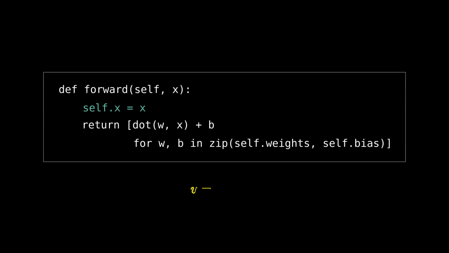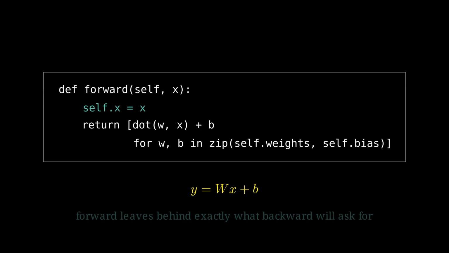Start with the simplest layer that owns weights, the linear layer. Its forward pass is an affine map. Each output is a weighted sum of the inputs, plus a bias. Notice one small thing it does on the way through. It caches the input it was handed, the symbol X. It will need that input again on the way back, and this is the whole trick of backpropagation. The forward pass leaves behind exactly what the backward pass will ask for.